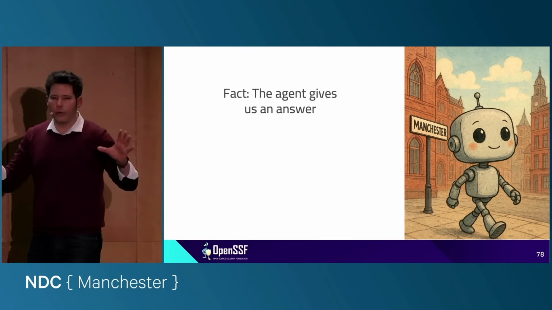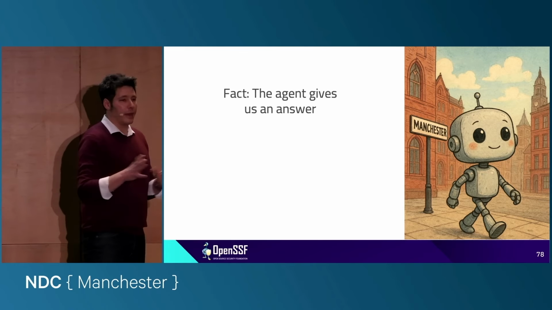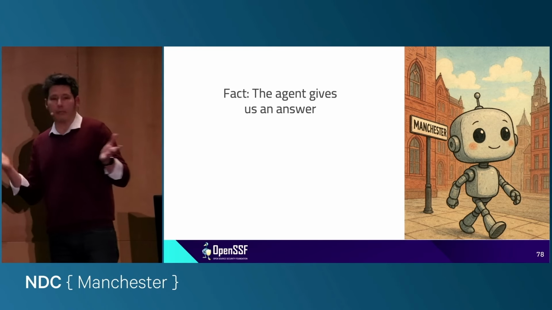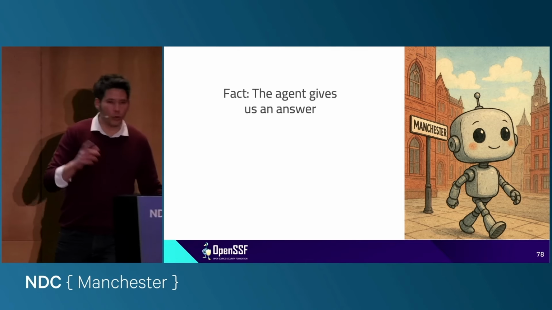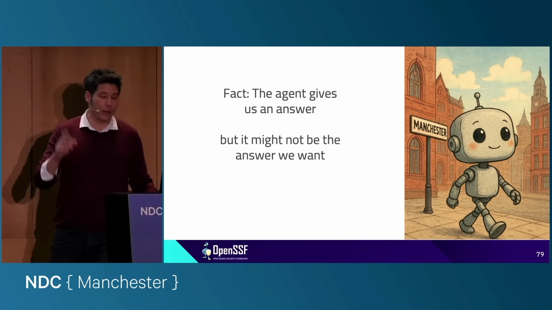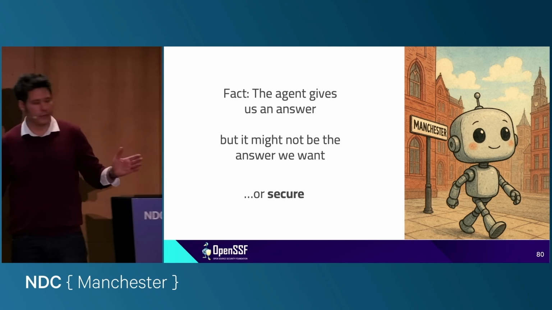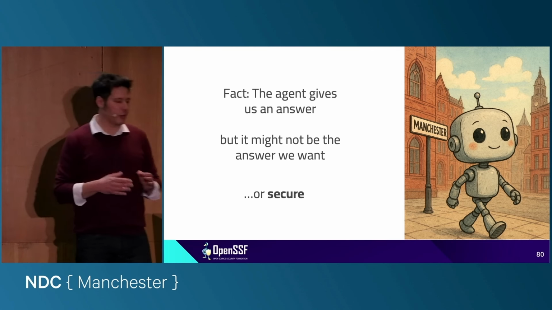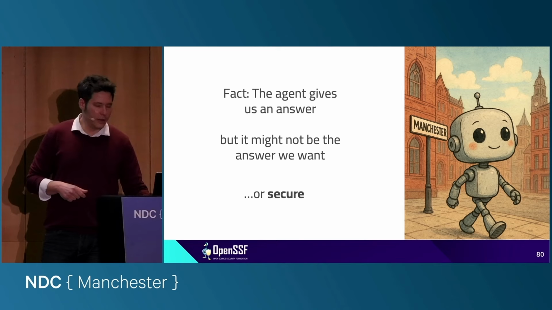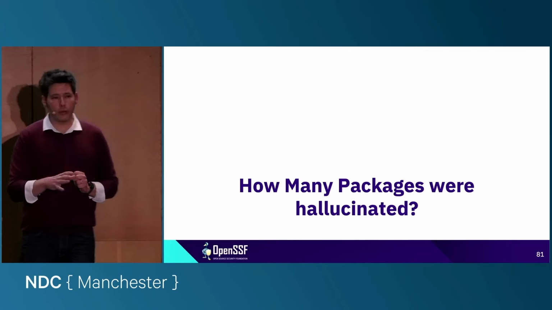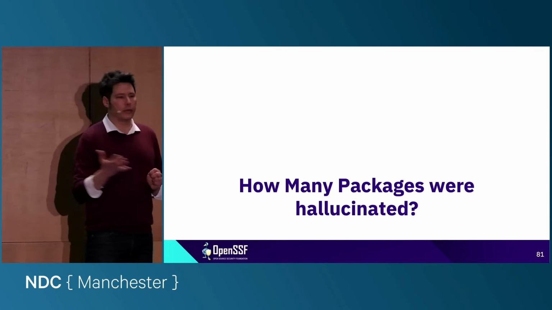So obviously, we all know that the AI always has an answer. It never comes back and says, I don't know. Instead, it always gives an answer, which is not always the answer we want, and most typically, it's not secure. So why am I saying that it's typically not secure? Let's maybe go into that. How many of the packages do you think that were suggested that didn't really exist, that were hallucinated?